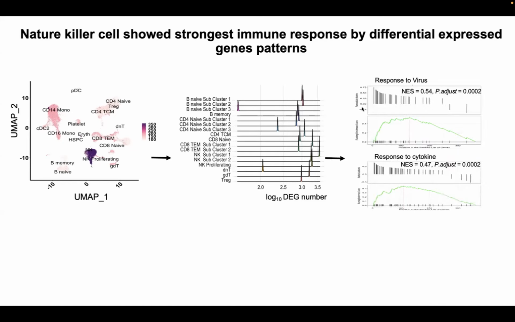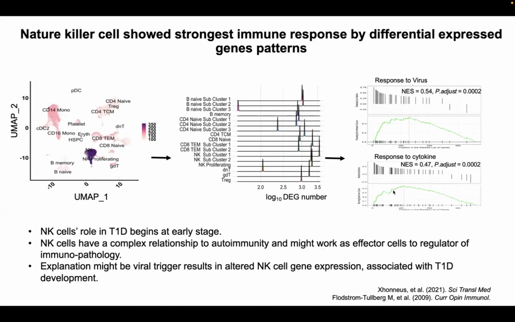And furthermore, we did a GSEA pathway enrichment, and we found that the genes from the pathways of response to virus and response to cytokine have been activated in the T1D onset status. So NK cells in T1D from our data set show changes beginning at an early stage. And the literature has shown that NK cells have a complex relationship with autoimmunity and might work as an effector in the regulation of the pathology.